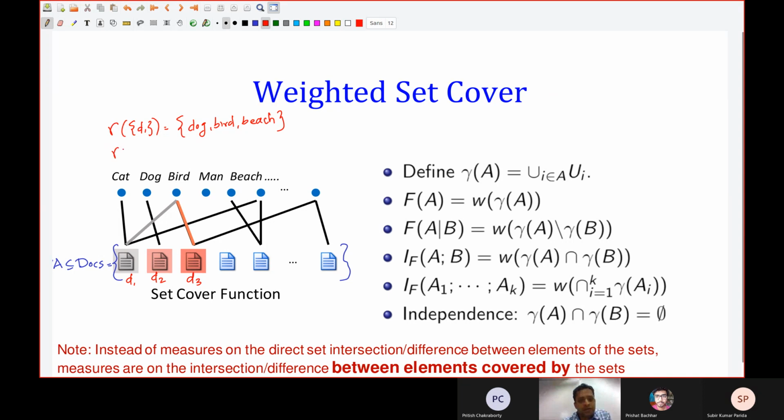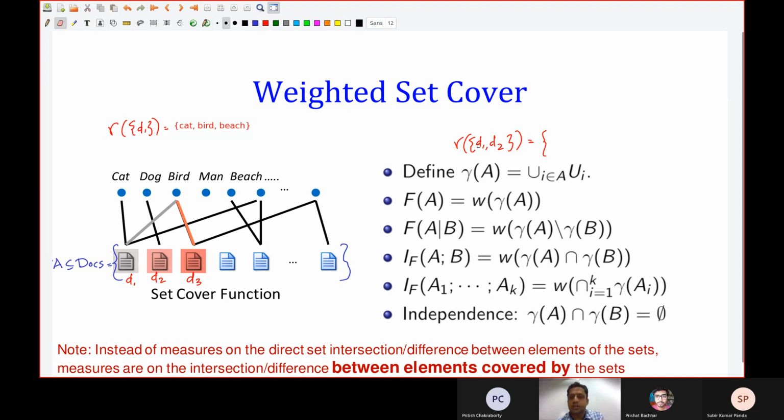So in general, let's look at this, right? So gamma of D1 comma D2 is what? You'll take a union of all the elements covered. So it's dog, it's, oh, did I drop cat? D1 was cat, bird, beach. Oh, I made a mistake. Just type it better. Cat, bird, and beach.